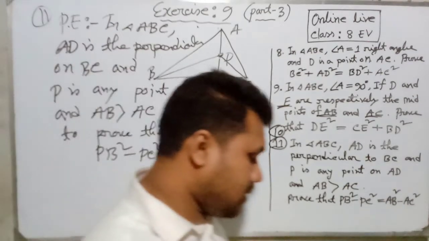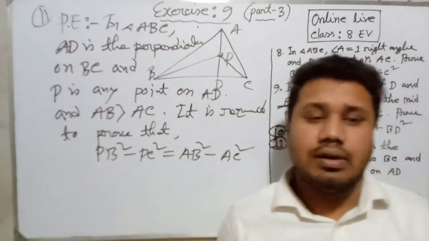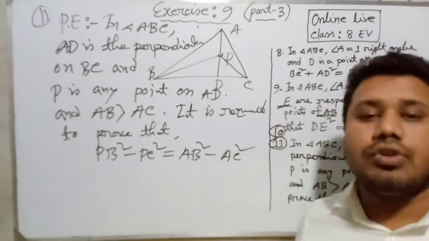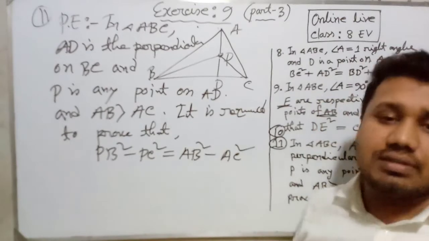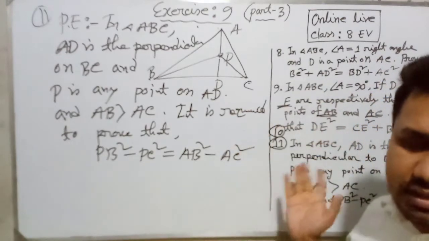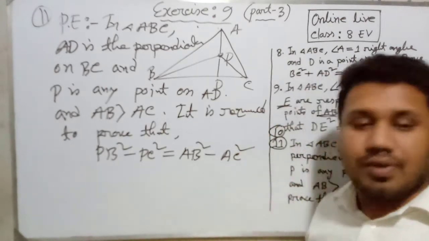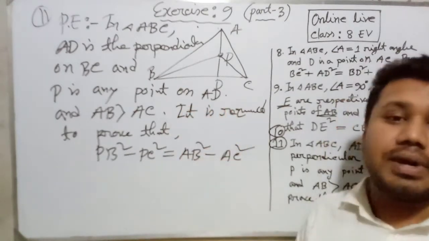So dear students, at first you have to write our particular enunciation, and we know what is the particular enunciation. Particular enunciation, that means this is our question part. This question you have to write in your own way, then this will be our particular enunciation.